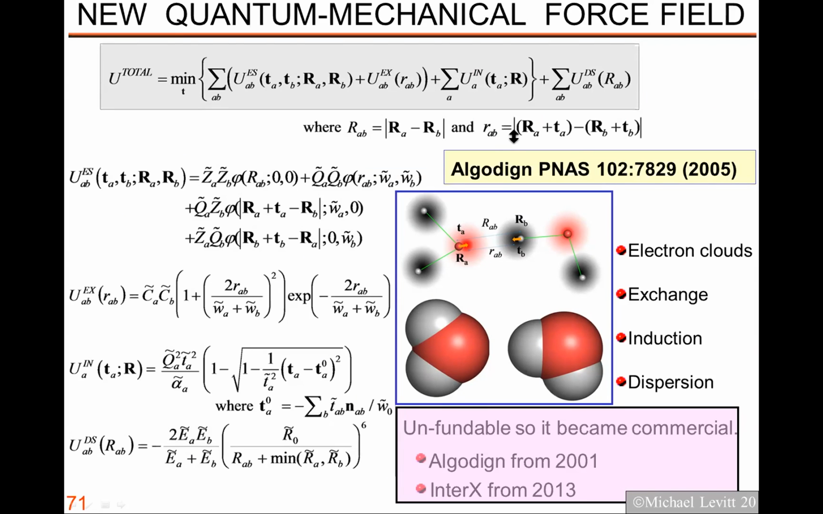This force field would not be Schrodinger's equation. It would not be a real quantum mechanical treatment, but it would be a force field that essentially has electron clouds, exchange, induction, and dispersion. I tell people it's a force field, a bit like Pauling's book, The Chemical Bond, put into a computer.